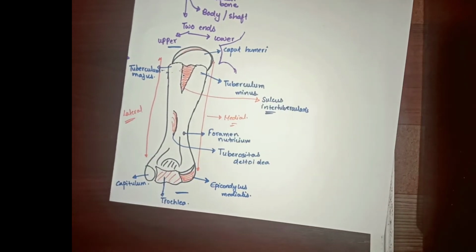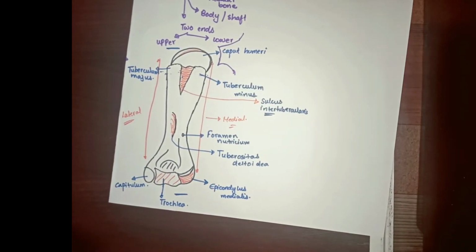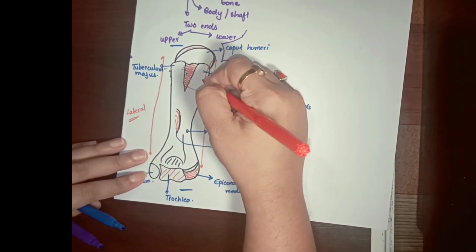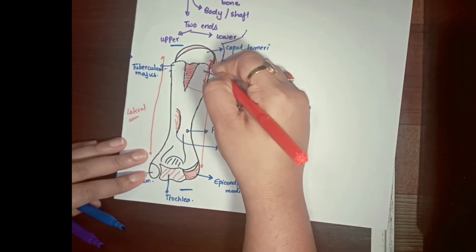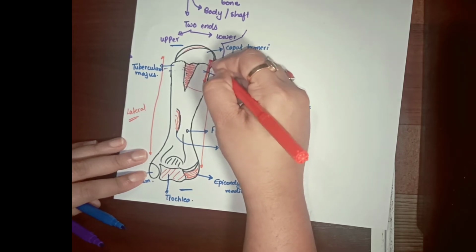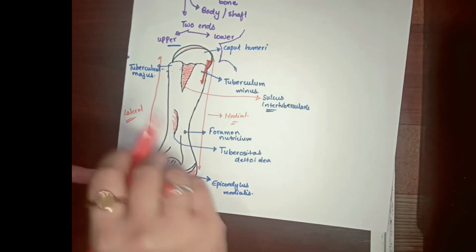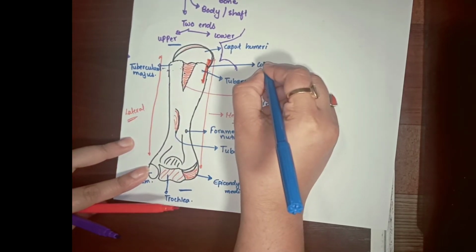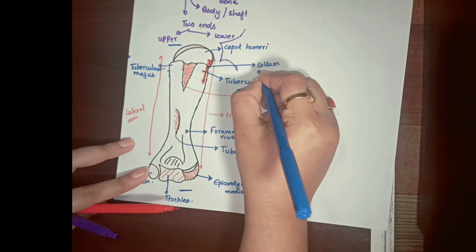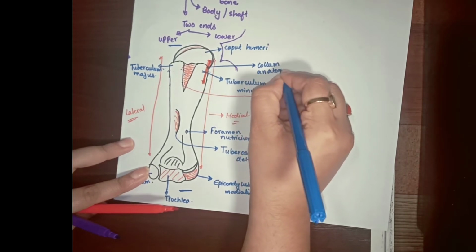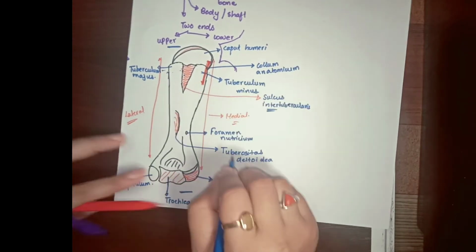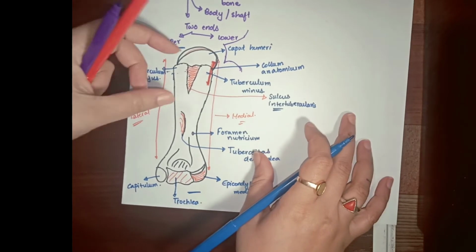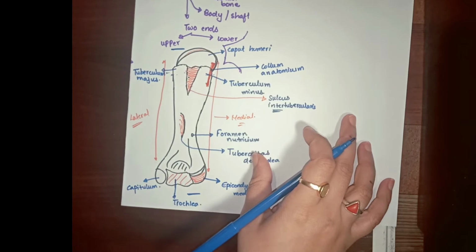Now, if there is a head, then there must be a neck. So this part from here to here is known as collum anatomicum. Collum anatomicum means the anatomical neck, like the neck of the humerus.